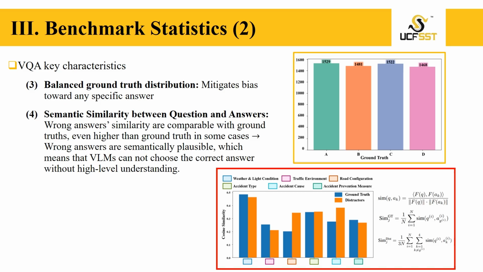Last, we focus on the semantic similarity between questions and answers. We measured the cosine similarity between the question and its ground truth answer, as well as between the question and each distractor. The results show that the similarity of wrong answers is often comparable to that of the ground truths. In some categories, such as road configuration, accident type, and accident cause, the similarity of distractors is even higher than the ground truth. This means that the wrong answers are semantically plausible, and models cannot simply rely on surface-level cues or word overlap. Instead, they must achieve high-level understanding of accident scenes in order to identify the correct answer. Together, these statistics highlight the benchmark's ability to rigorously test models in terms of both generalization and contextual reasoning.